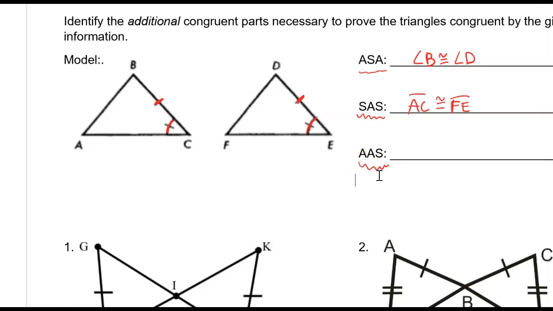So in order to have angle, angle, side, that first angle needs to be here, because angle A, and then move to the right, angle C, and then a side. So you're going angle, angle, side. So angle A needs to be congruent to angle F in order to prove triangles congruent by angle, angle, side.